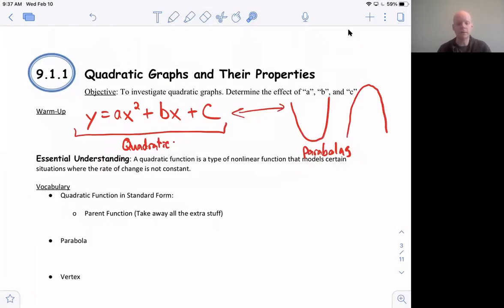So two little pieces of vocabulary words today. We're going to be taking a look at the anatomy of a parabola, which means we're going to be looking at the parts of a parabola and labeling those parts and being able to talk about what those parts are.